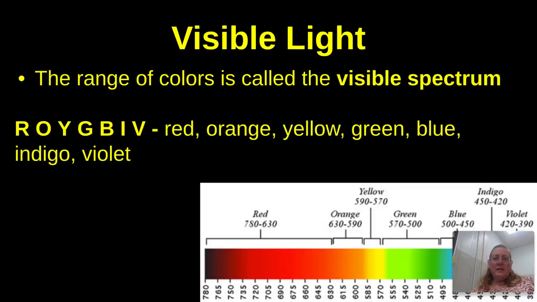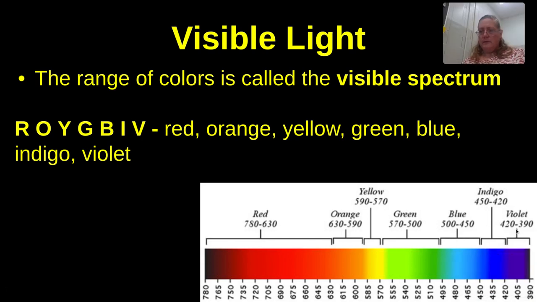The visible range of colors is called the visible spectrum. And there's this Roy G. Biv to help you remember. It goes red, orange, yellow, green, blue, indigo, which is like a deep blue, and then violet. There we go. And here are the actual wavelengths for each one of those.